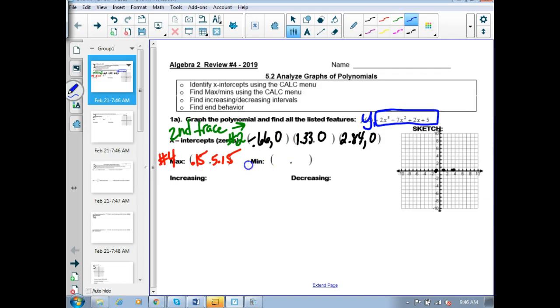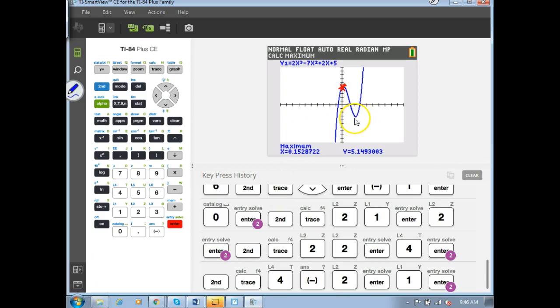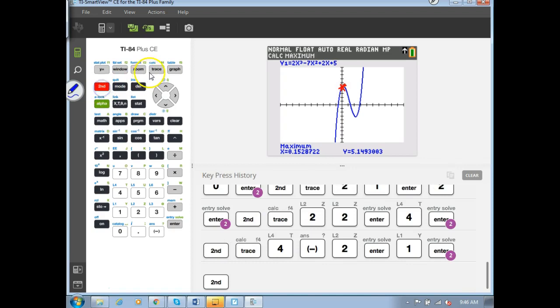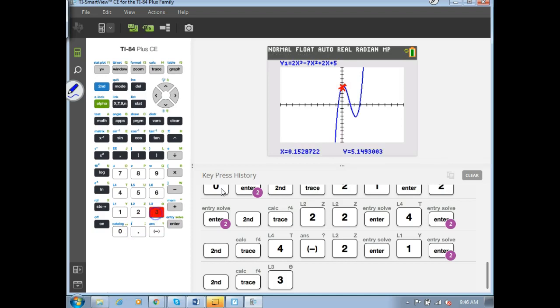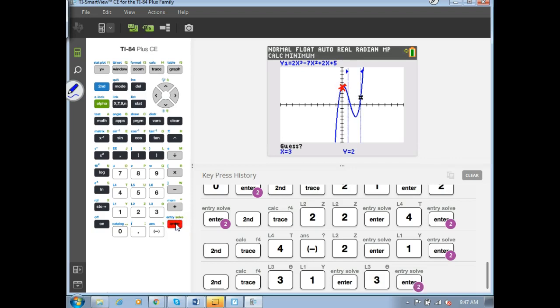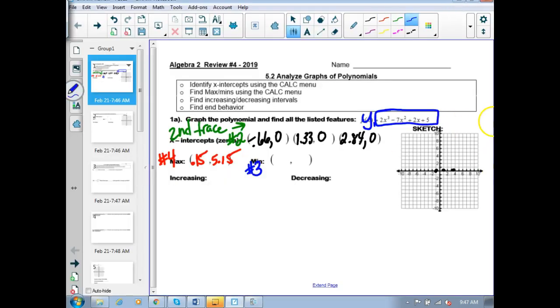Now we have to find that minimum, which means we choose, I think, number 3, the minimum finder. That's this guy down here, which is approximately at x equals 2. I'm going to keep that in mind when I go to guess. So second trace, this time we're finding a minimum. A time before the minimum occurred would be like a 1. For sure that's before. Something after it for sure would be a 3. Then enter one more time. So 2.18, comma negative 3.19.